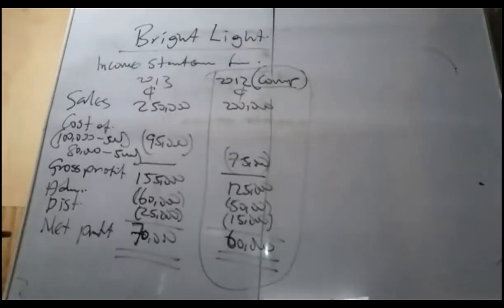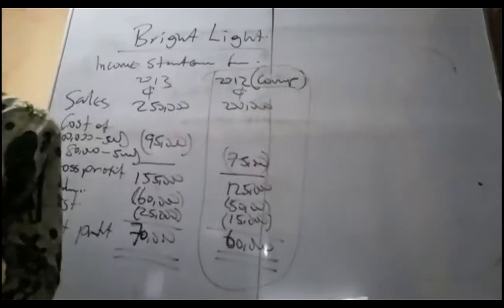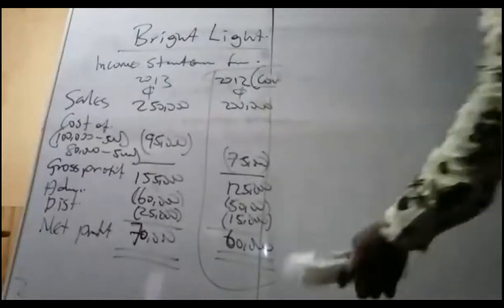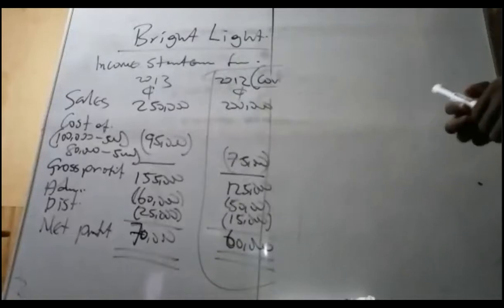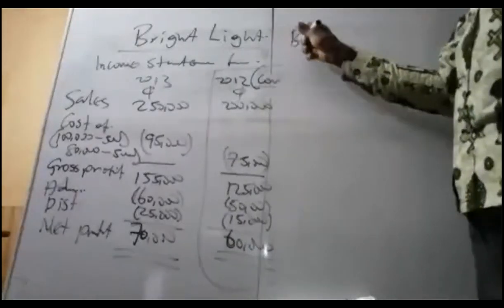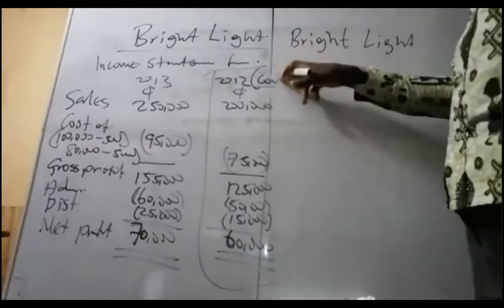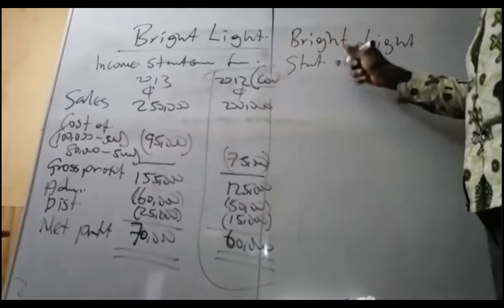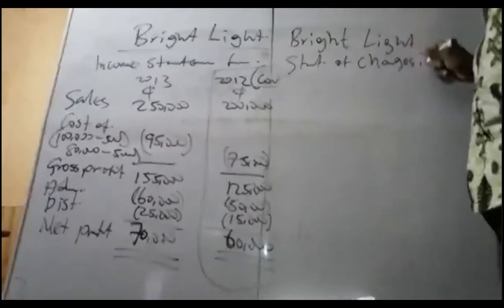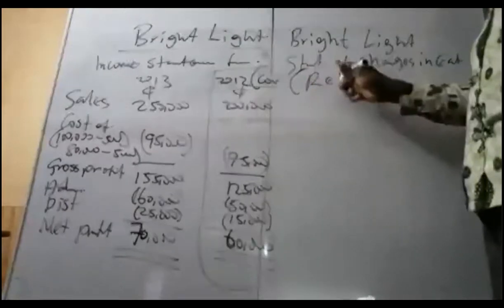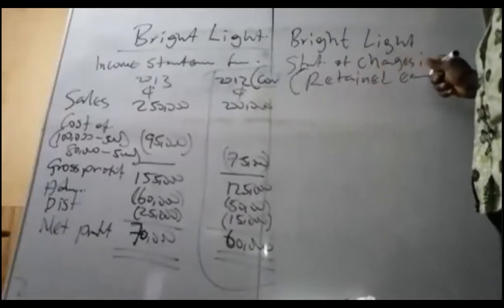Now let's go and do the changes in equity, in brackets the retained earnings only. So I'm going to do that one here for you. As usual, let's tell the examiner that we are preparing accounts for Bright Light Limited. Statement of changes in equity. Please tell the examiner in brackets retained earnings column only.